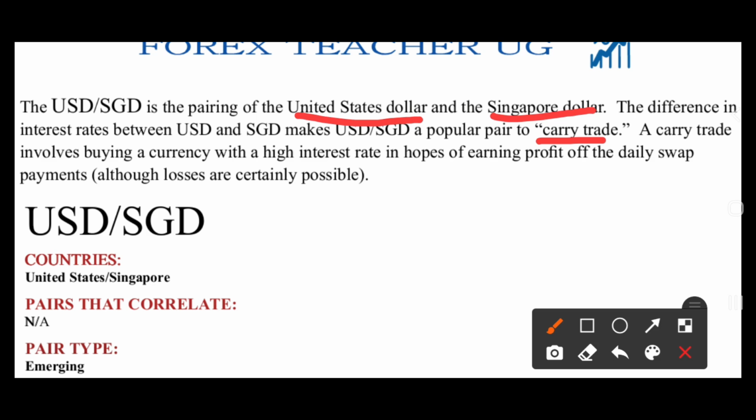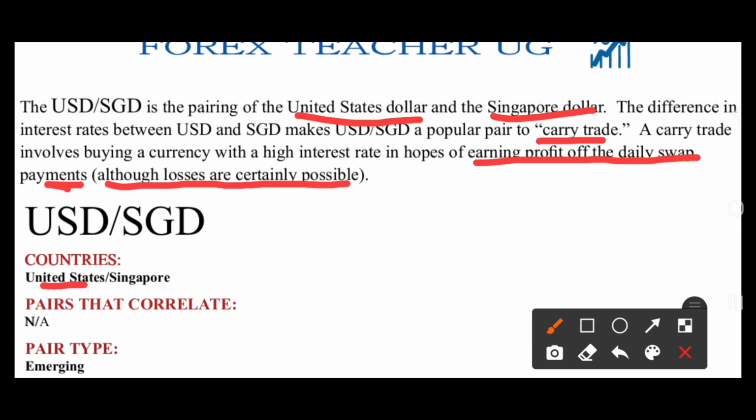So remember the swaps. When we go back to our terminologies, they are overnight. We have positive and negative swaps. When we are in the right direction, you can get a profit, but when you're not, of course, you're going to get a loss. So it is earning profit of the daily swap payments, although losses are certainly possible.